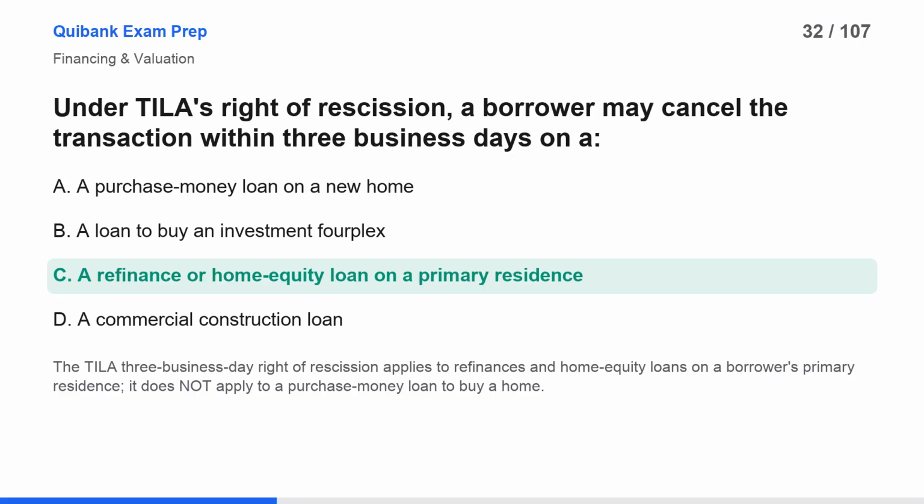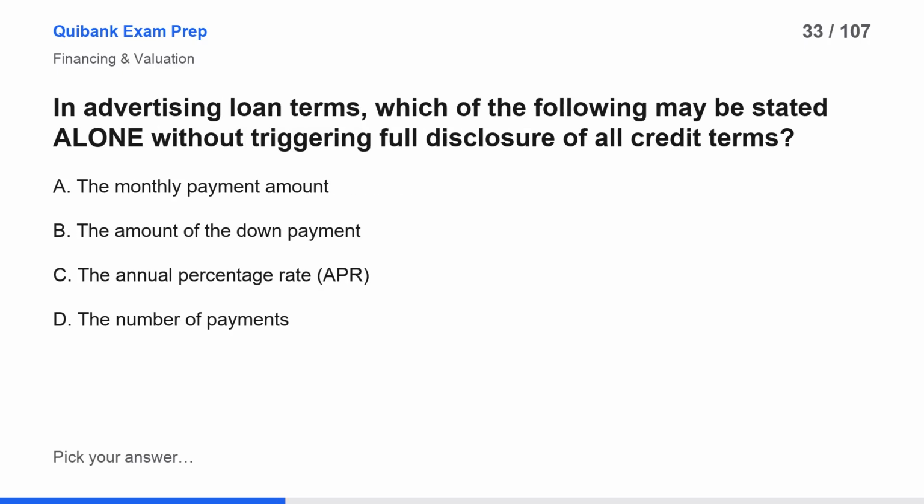The answer is C. A refinance or home equity loan on a primary residence. The TILA 3 business day right of rescission applies to refinances and home equity loans on a borrower's primary residence. It does not apply to a purchase money loan to buy a home. Question 33. In advertising loan terms, which of the following may be stated alone without triggering full disclosure of all credit terms? A. The monthly payment amount. B. The amount of the down payment. C. The annual percentage rate APRA. D. The number of payments.